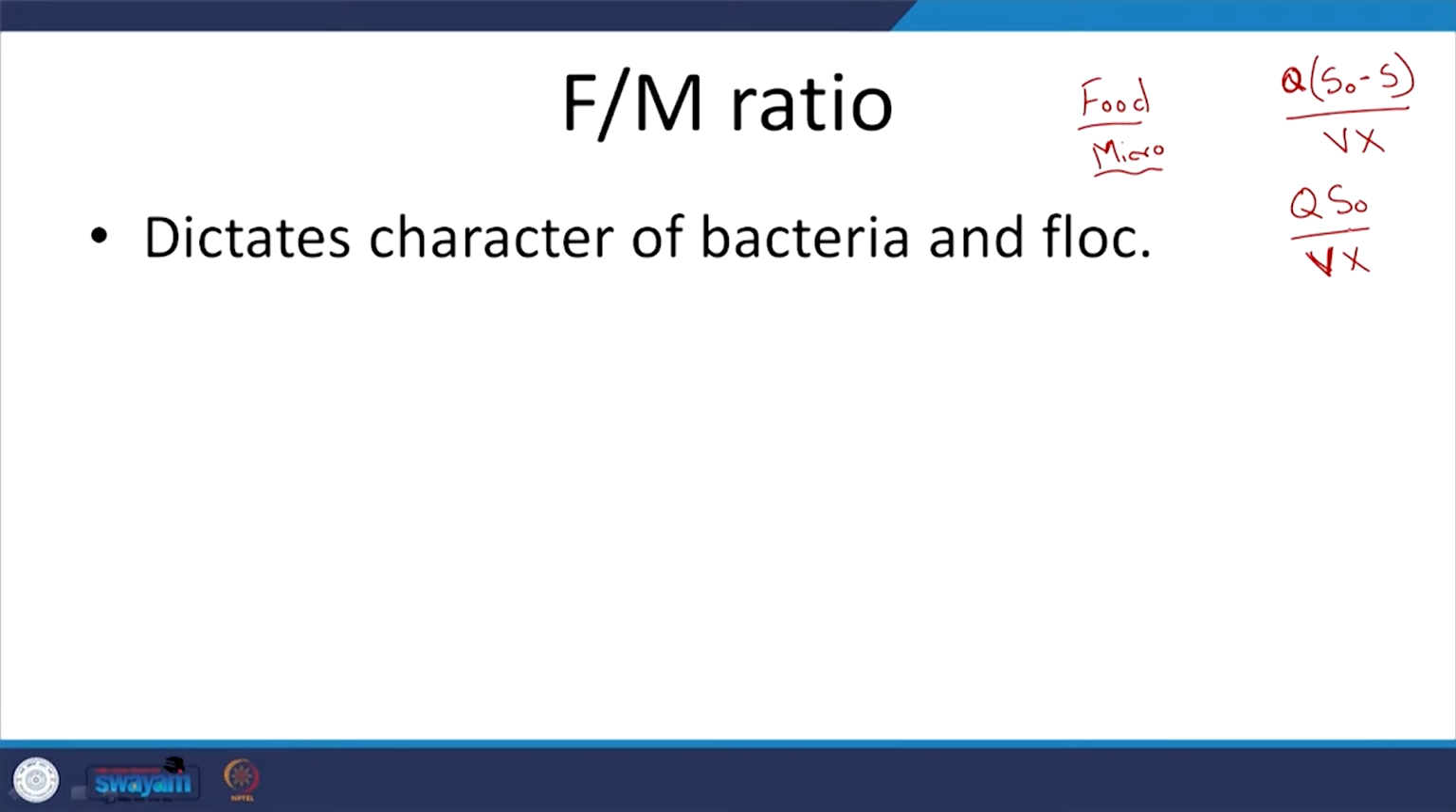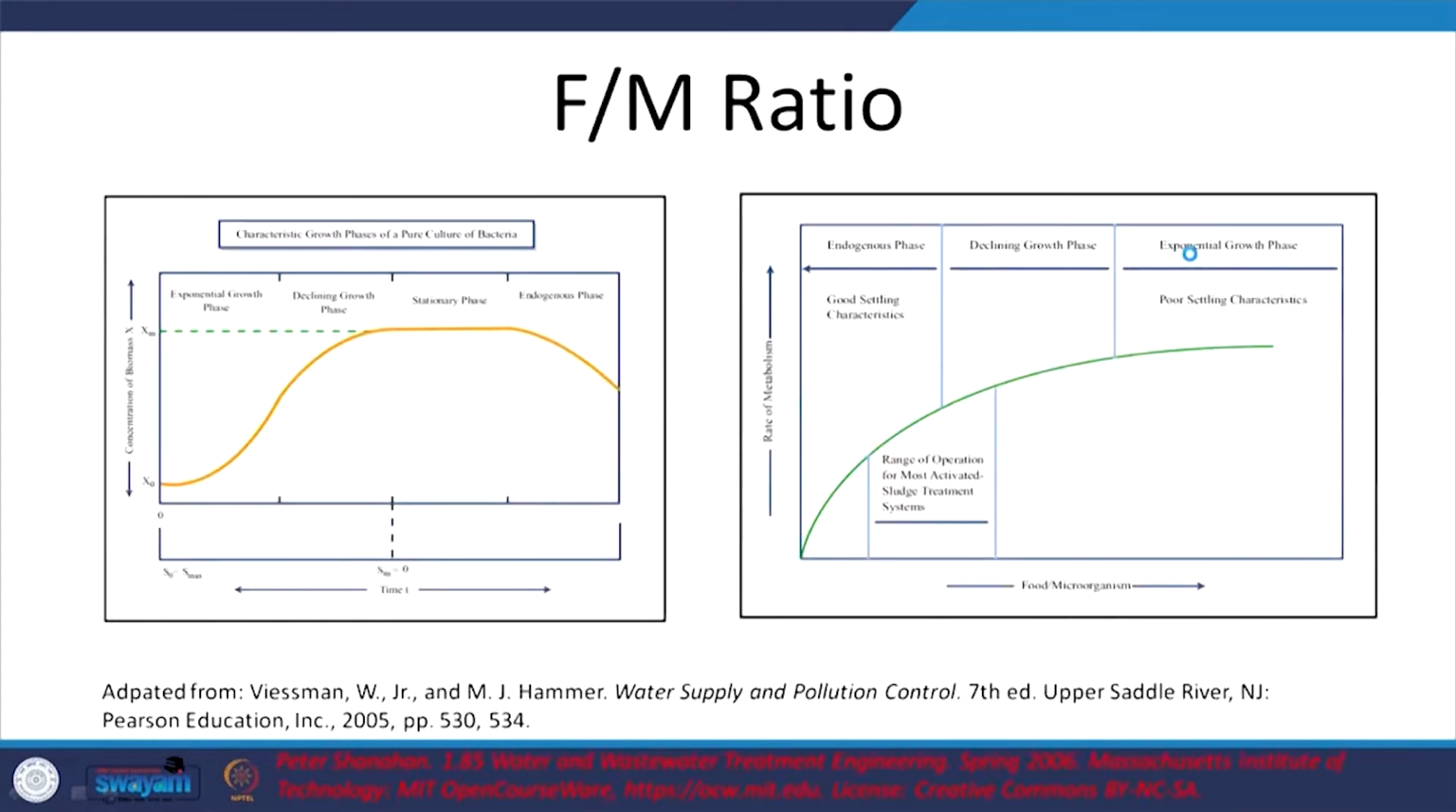So, then what is this giving me an idea about in the first case? It gives me an idea about the kind of bacteria that can thrive and thus the kind of flock or settling characteristics, let us say, right. Let us look at it.